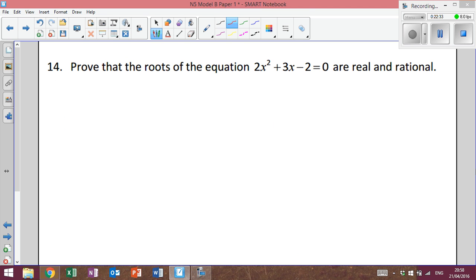Now 14, I'm just going to do a wee bit with. I'm not going to finish it off because I need to check for you whether it's actually in the course. I'm not convinced this rational bit is. But I'm going to check it and I'll get back to you.